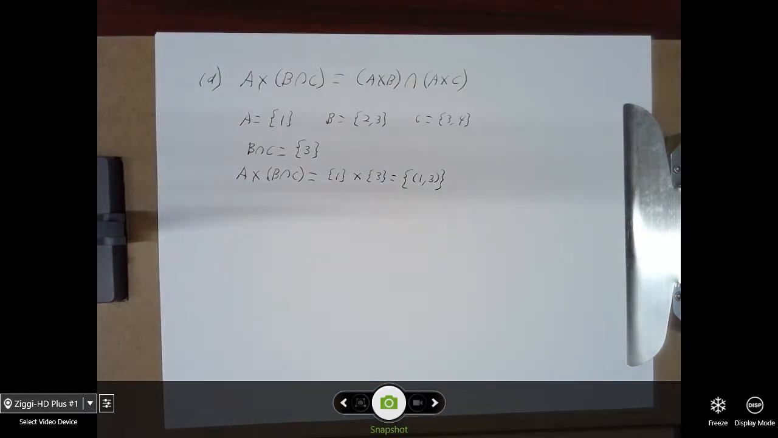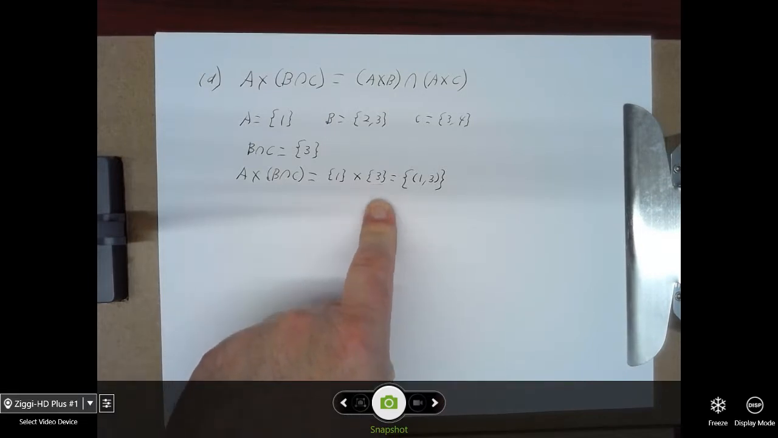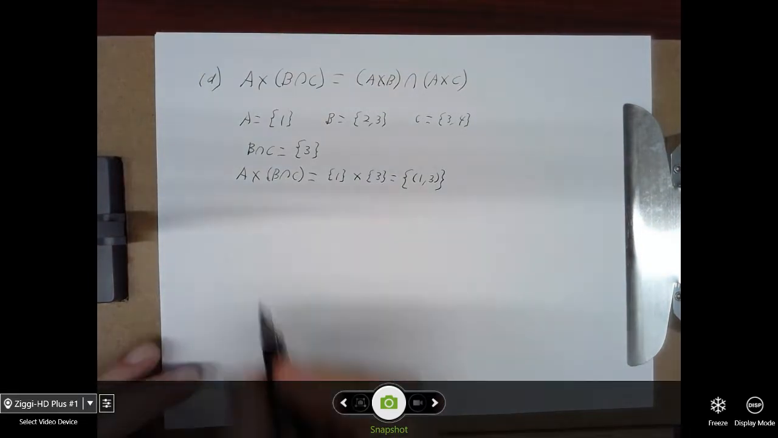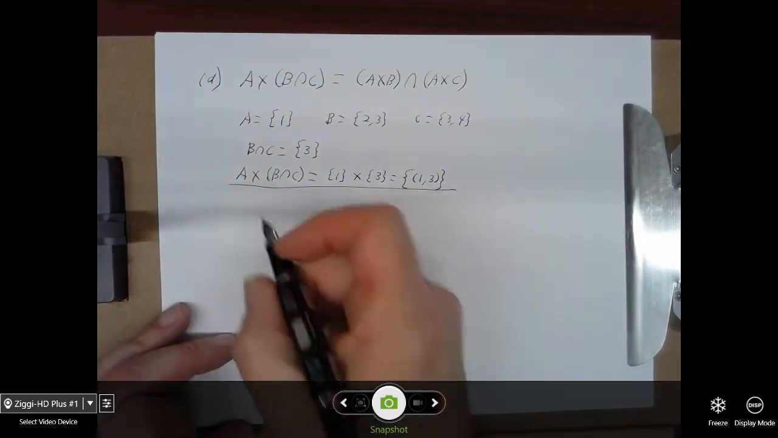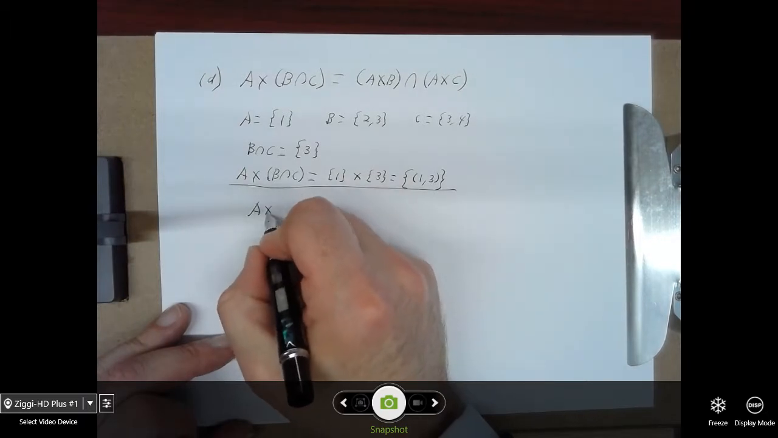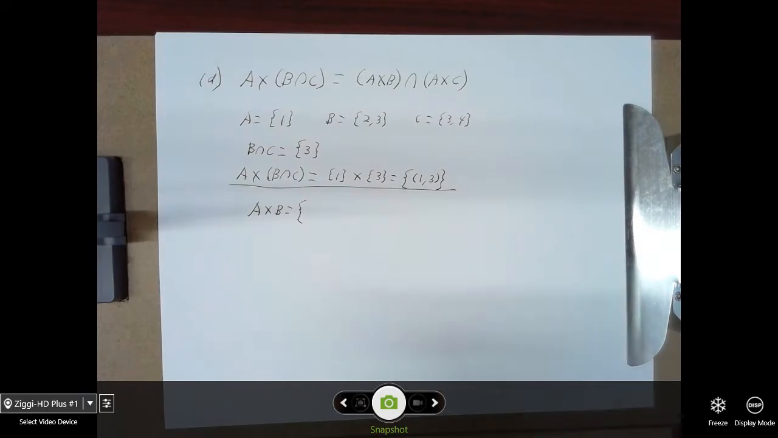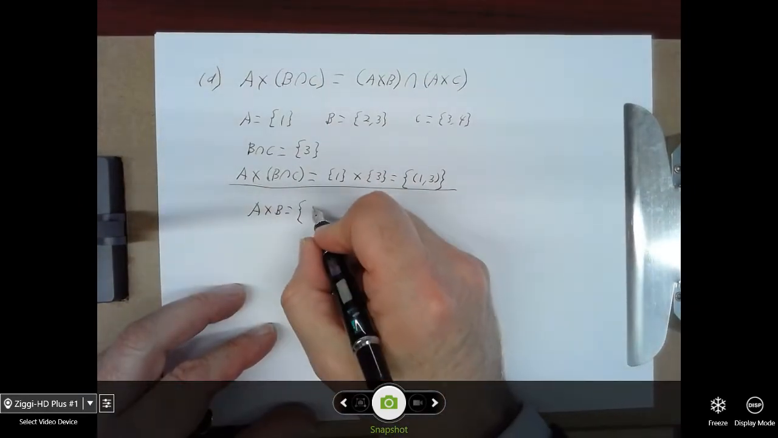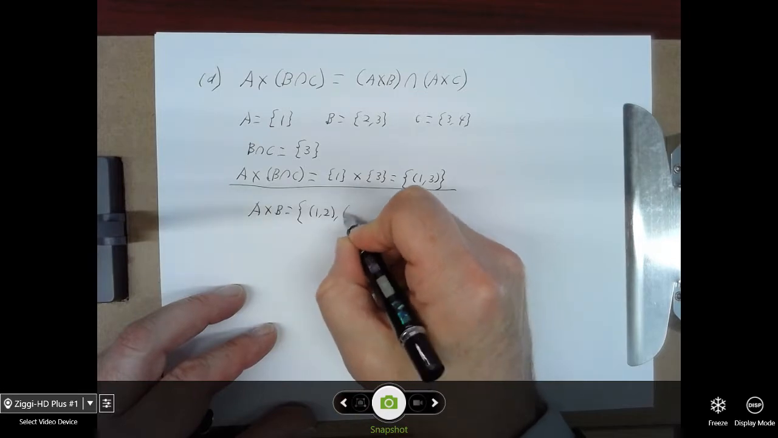That's the only way we can form a tuple where one element comes from here and another comes from here. So we've got that. Now I'm going to calculate what the right side is. A cross B: this has 1 element, this has 2. I better end up with 2 elements, and in fact I do. It's the ordered pair 1, 2 and the ordered pair 1, 3.